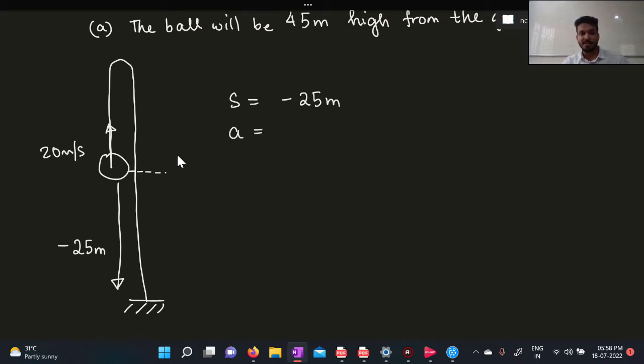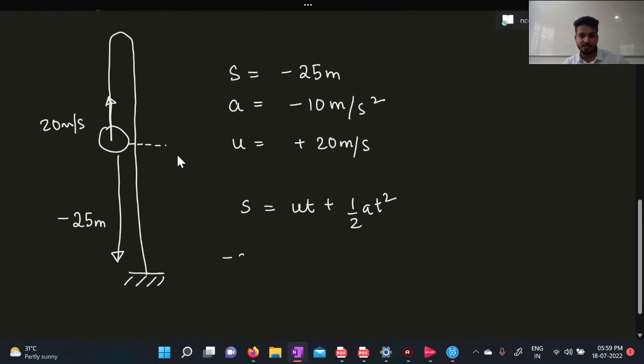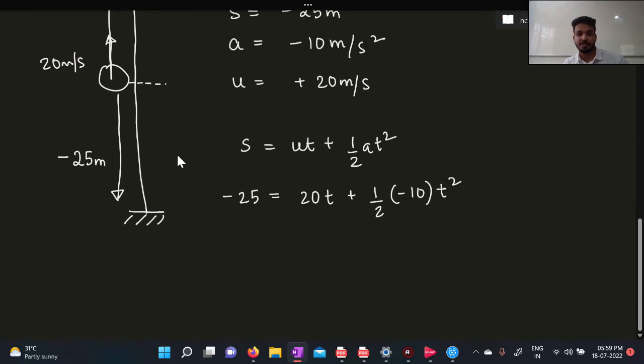What is the acceleration? The acceleration is minus 10 meter per second square. The initial velocity is plus 20 meter per second because I threw the ball upwards. Now, if I use the equation s is equal to ut plus half at square, and in place of s I write minus 25, in place of u I write 20t plus half into minus 10 into t square. There is nothing wrong with this equation, so let's try to solve this.